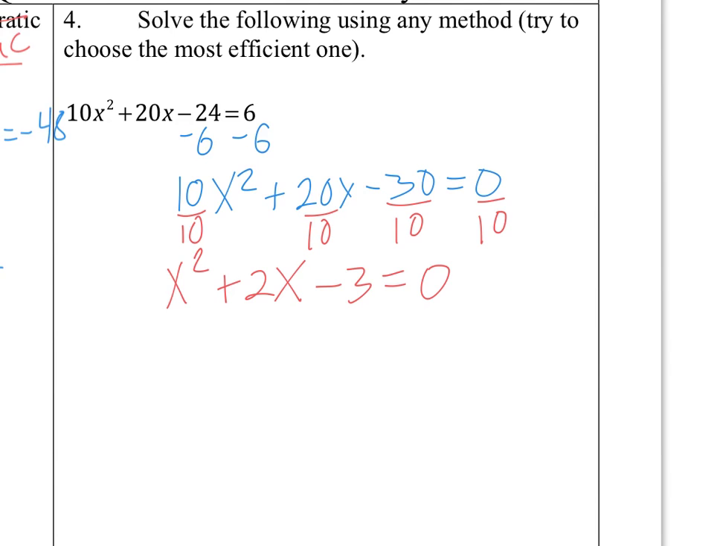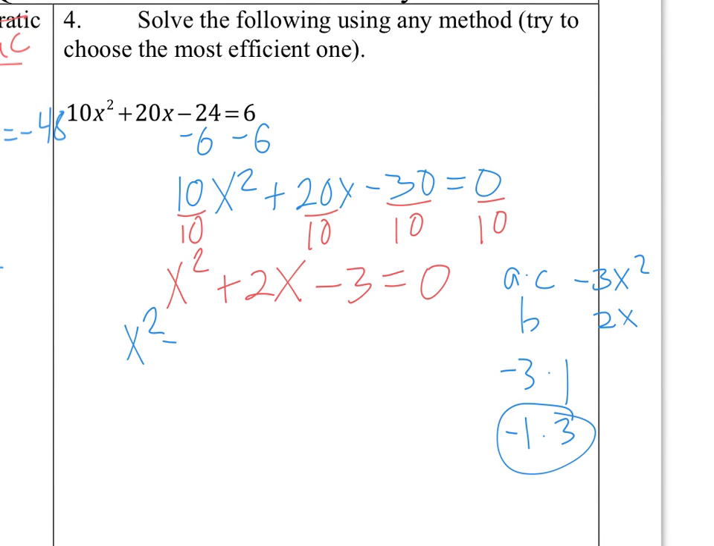Okay, then we do some factoring. I'm looking for numbers that multiply to negative 3x squared and add up to 2x. Okay, I know negative 3 is negative 3 times positive 1, but adding that up gets negative 2x, or it could be negative 1 times positive 3. Adding that up gets positive 2x, that's my winner. x squared minus 1x plus 3x minus 3 equals 0.